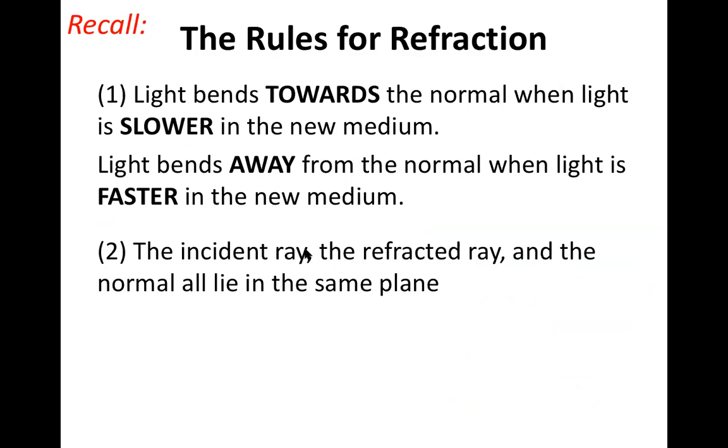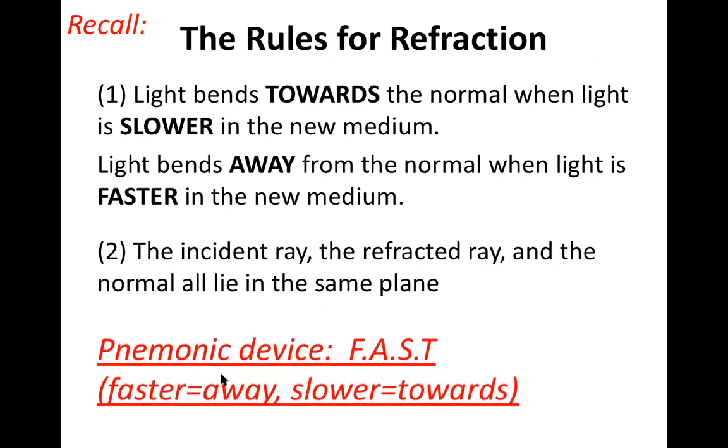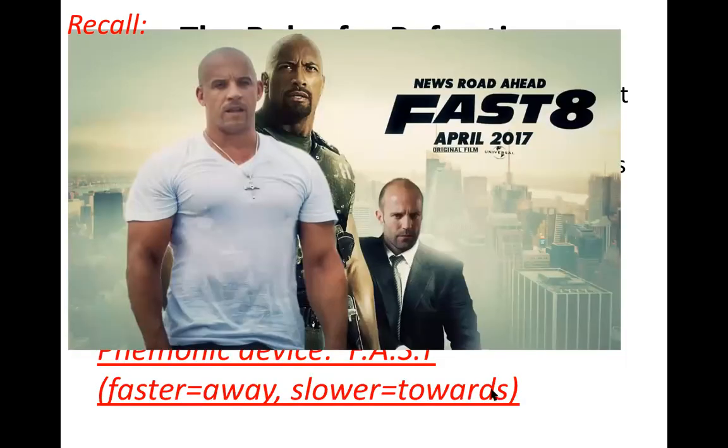So number 2 is kind of obvious, but number 1 is the rules for refraction. And there is a mnemonic device that I created for this. If you're going into a medium that is faster, then the light is going to bend away. If you're going into a medium that is slower, then you're going to bend towards the normal. So the second medium is faster, you bend away from the normal. The second medium is slower, you bend towards the normal. So FAST is the mnemonic device for remembering that.